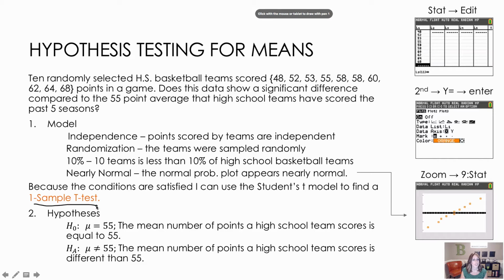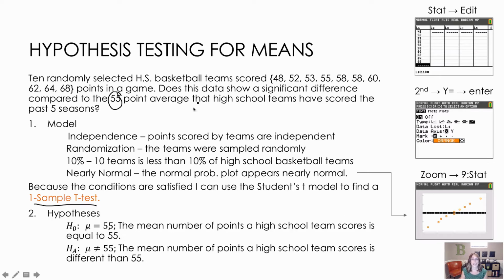But here I'm saying I'm going to use a one sample t-test. For the hypotheses, I'm assuming that it says, does this data show a significant difference compared to the 55-point average that the high school teams have scored in the past 5 seasons? So 55 is sort of what I'm expecting to happen. I'm going to assume that these 10 scores are not going to be any different than that 55 mean that I've had over the past 5 seasons. So that means my null hypothesis is that it will in fact be 55. The mean number of points a high school team scores is equal to 55.